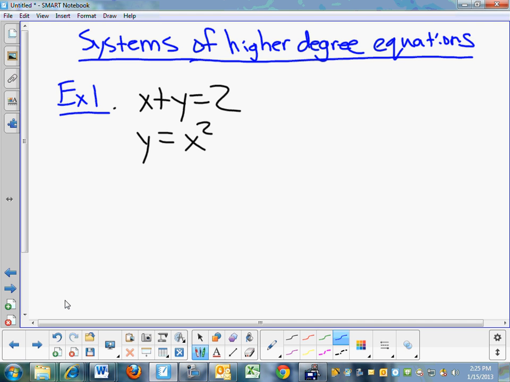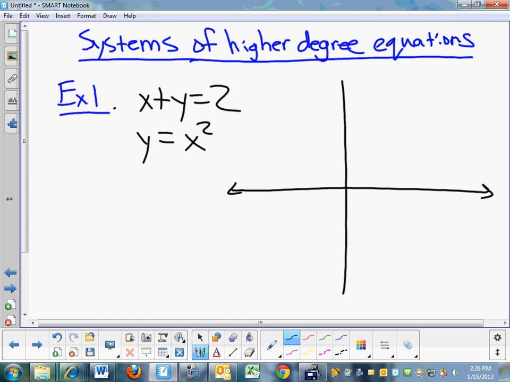Let's graph these and see if we can tell how many intersection points there are, and then actually try to find them. So the first graph, x plus y equals 2, what does that graph look like? See how much you remember. You should be able to leave pre-calculus knowing what every graph looks like. What does the graph of x plus y equals 2 look like? It's a line. Tell me something more about it.